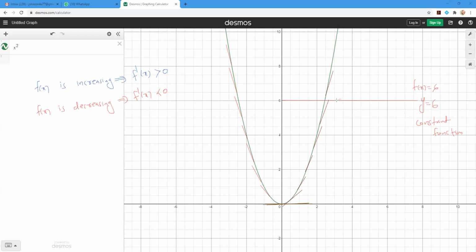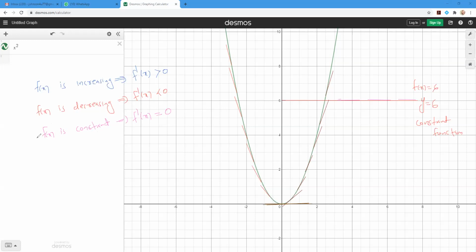Tangent will be the same line. So when f of x is constant, when the function is constant, it is not increasing and not decreasing, it is constant, that means f dash x is equal to 0. So that's the relation connecting derivative and increasing and decreasing function.